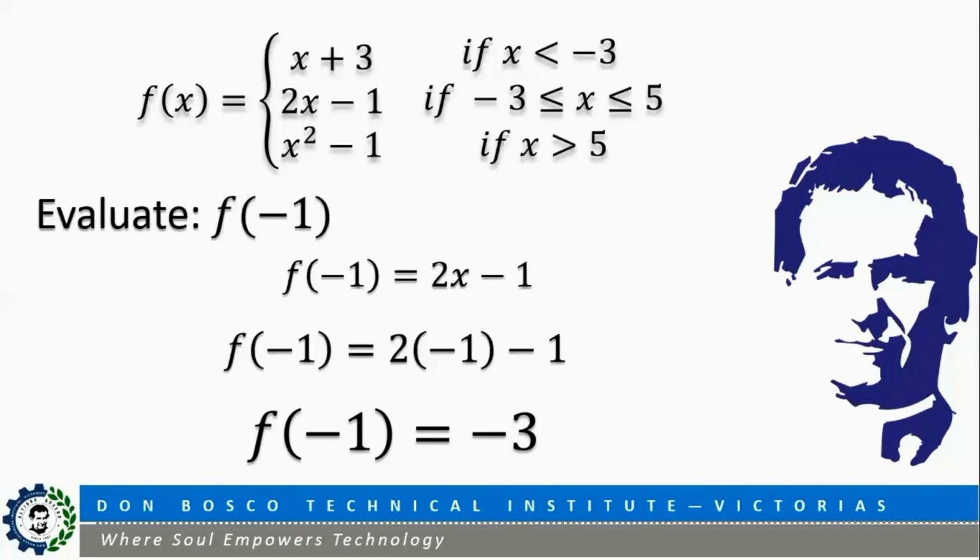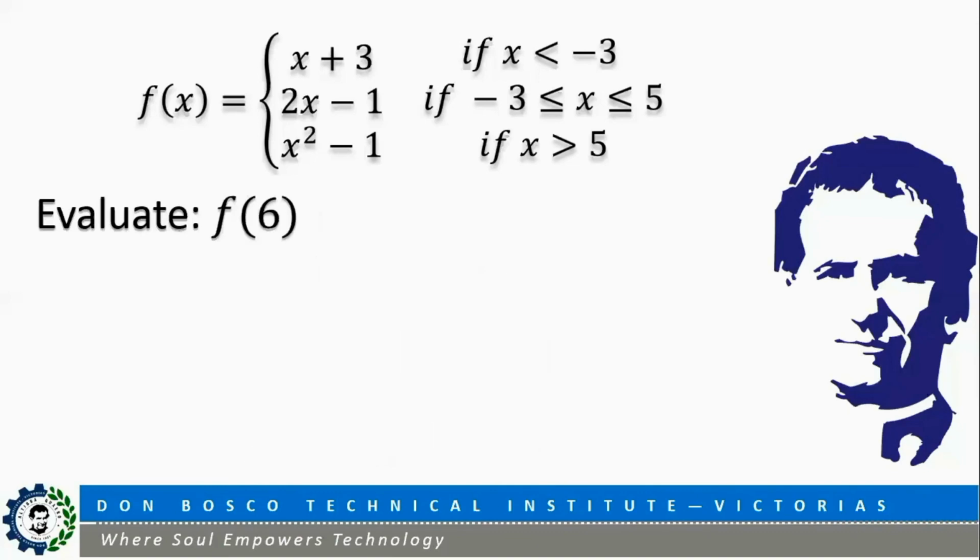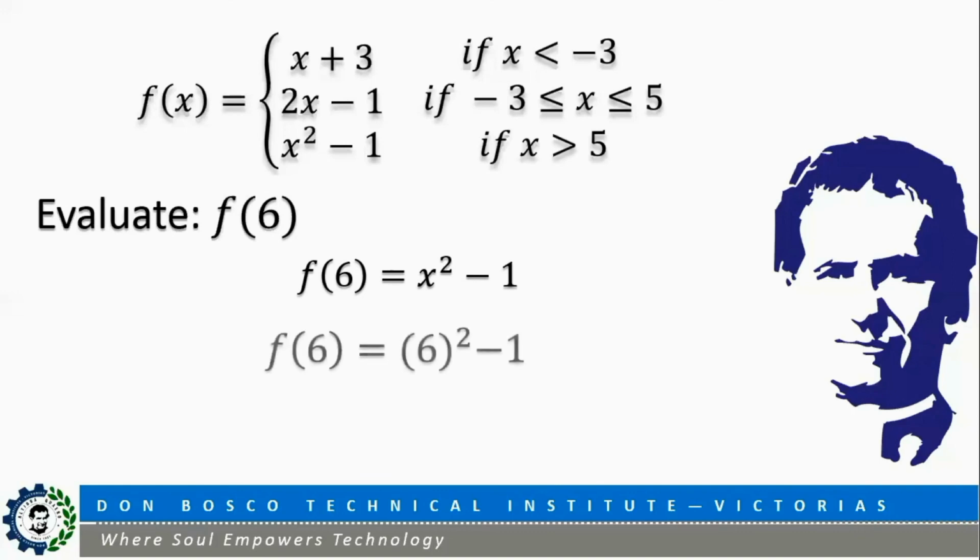Still using this piecewise function as an example, let's evaluate f of 6. Since 6 belongs to the third condition, x is greater than 5, x squared minus 1 should be used. By substitution, we have f of x is equal to x squared minus 1. And simplifying, the value of this function when x is equal to 6 is 35.